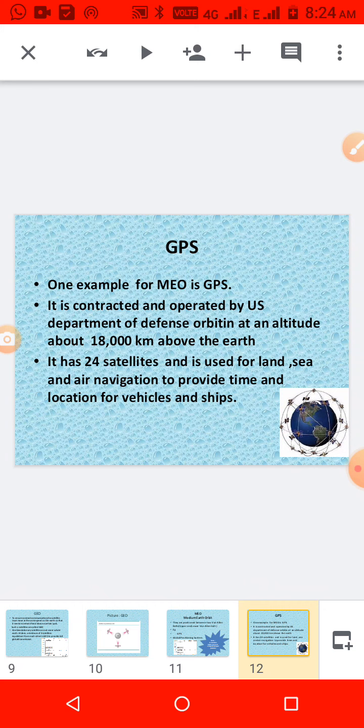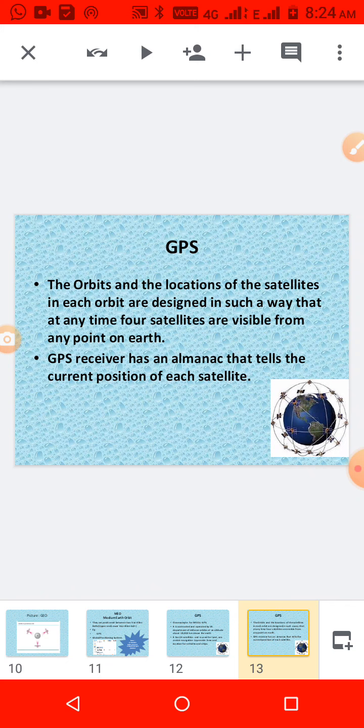It consists of 24 satellites. To find out GPS, there is a need for 24 satellites, and it is used for land, sea, and air navigation, to provide locations for vehicles and to provide time and everything. What do you mean by GPS?